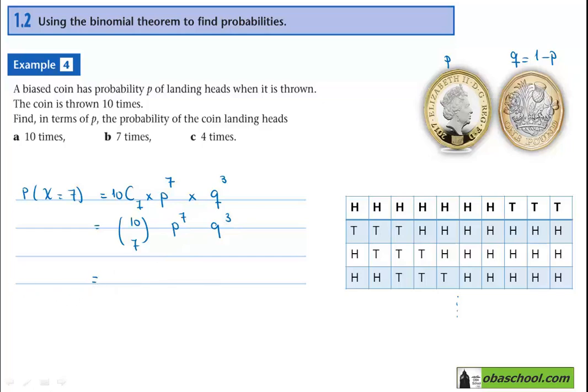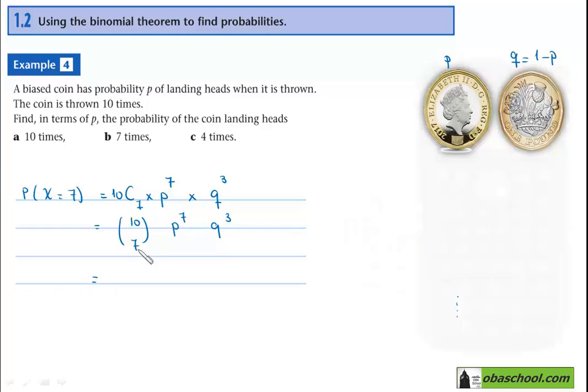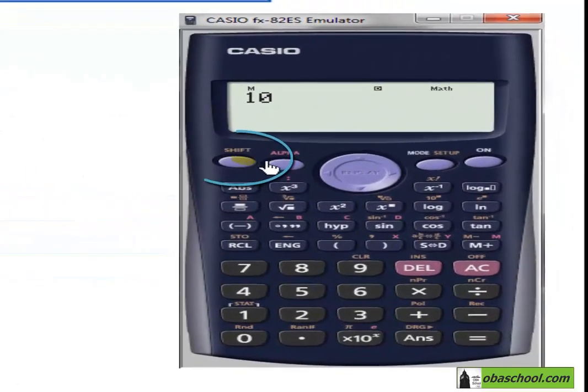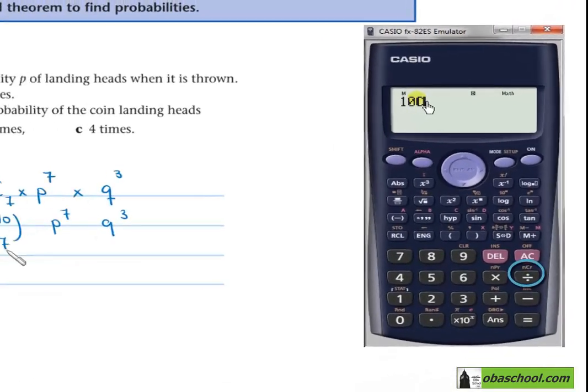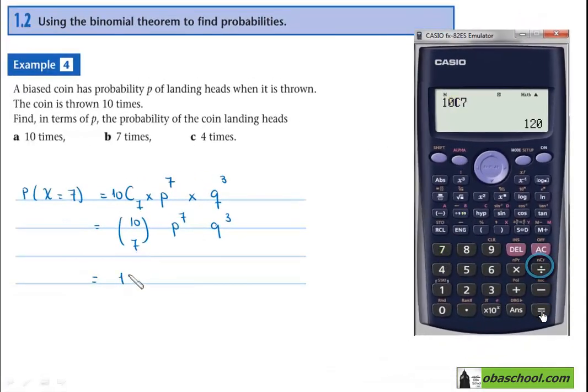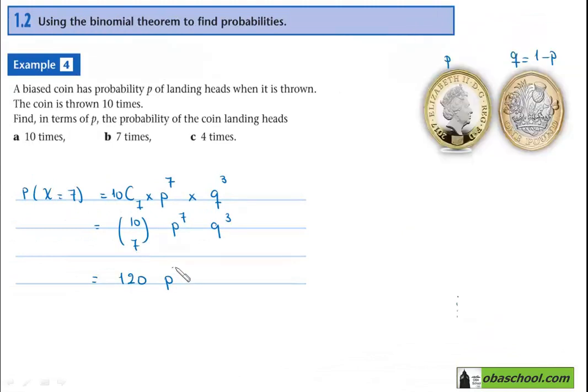Using the calculator to find the combination C, combination 7 out of 10, we get 120, multiplied by p to the power 7 and q to the power 3, where substitute instead of q 1 minus p as required from the question to give the probability in terms of p. So this is the answer of part B.